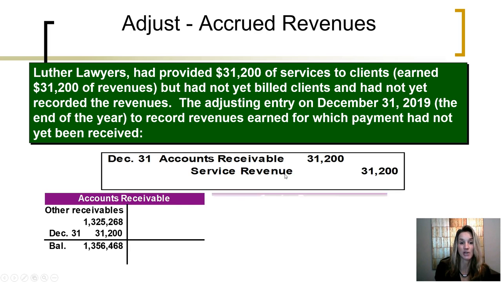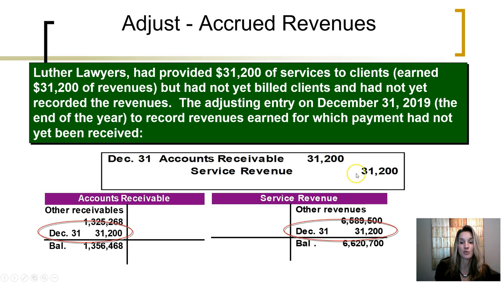Thus, the adjusting entry would be to credit the revenue account, recording the revenues from this client that have been earned because the services were provided, so that total revenues earned for the year are recorded. At the same time, we will record a receivable. This client owes the money to the company, so we will debit accounts receivable, increasing that asset to reflect all amounts owed to the company as of December 31st of 2019.